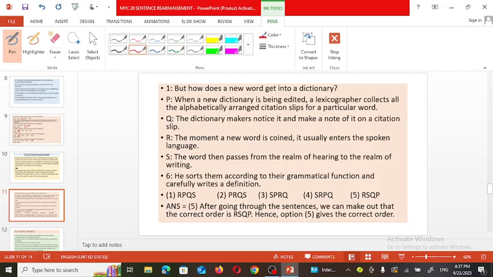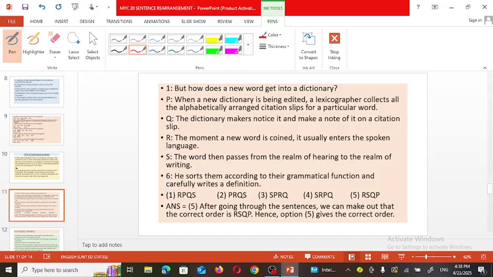But how does a new word get into the dictionary? And the last one is, he sorts them according to their grammatical functions and carefully writes a definition. So that will be the last one. Now in between, these PQRS four options we have to rearrange.